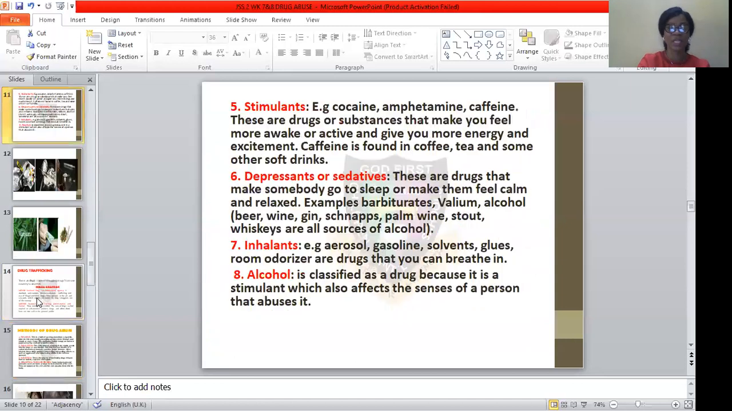Let's see other classification of drug. The fifth one is the one we refer to as stimulants. Stimulants, e.g. cocaine, caffeine. These are drugs or substances that make you feel more awake or active and give you more energy and excitement. Caffeine can be found in normal coffee we take, tea, and some other soft drinks.